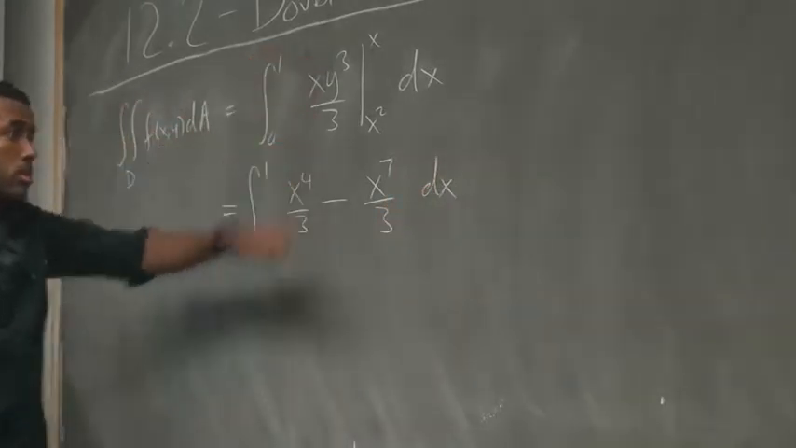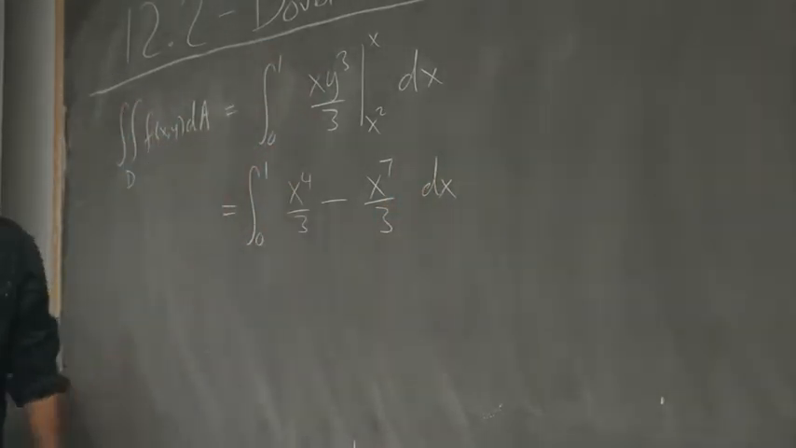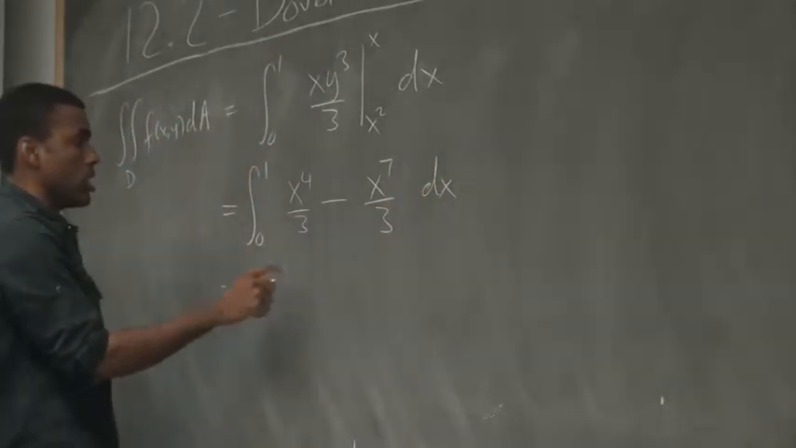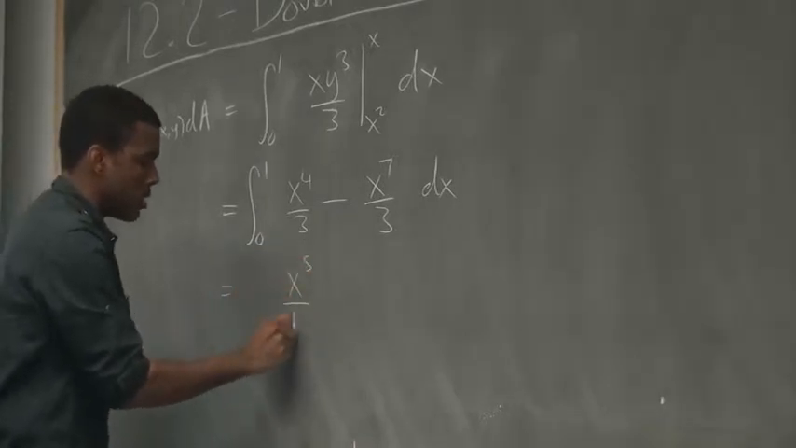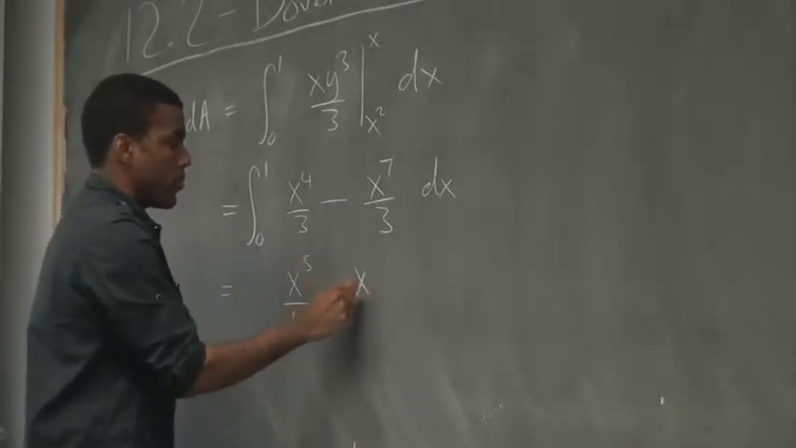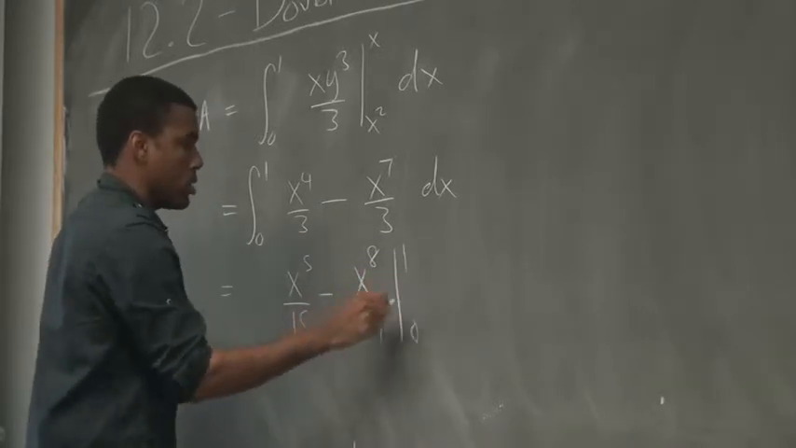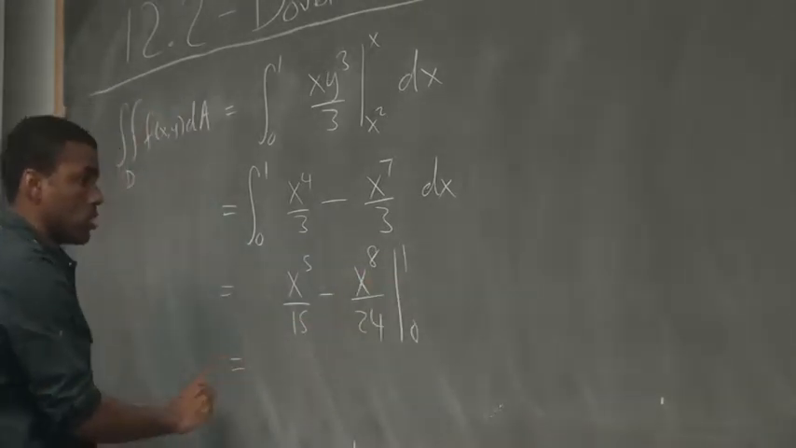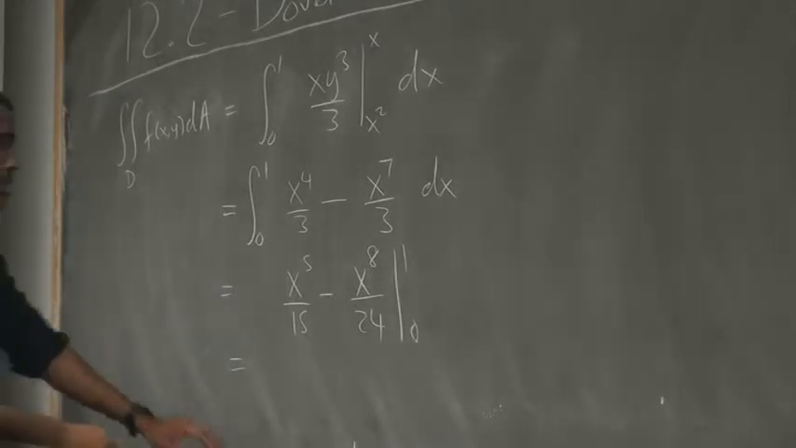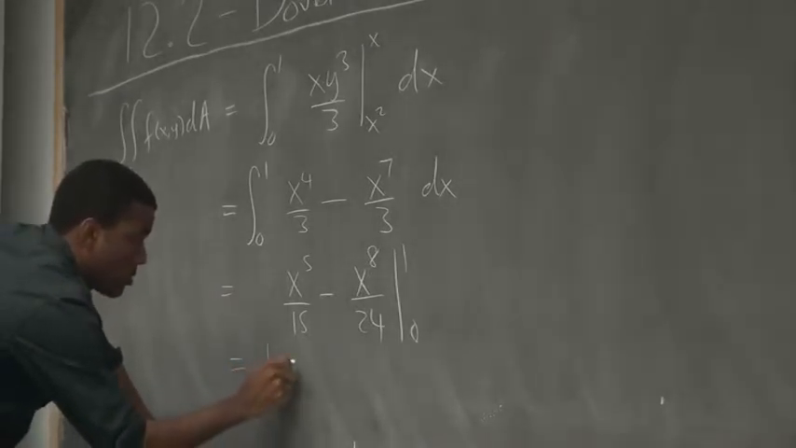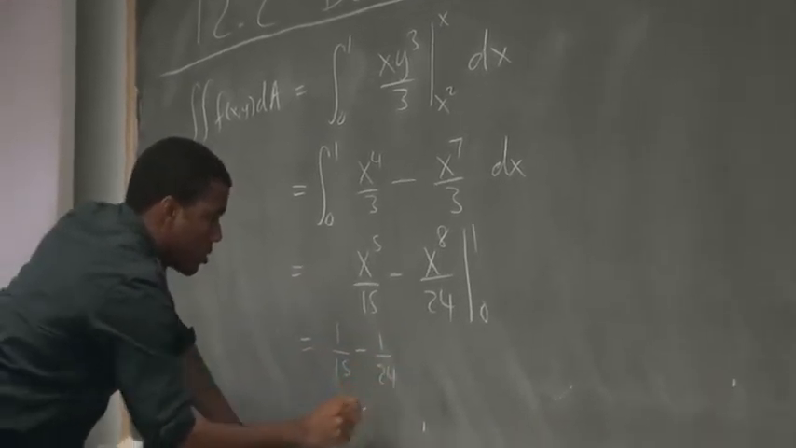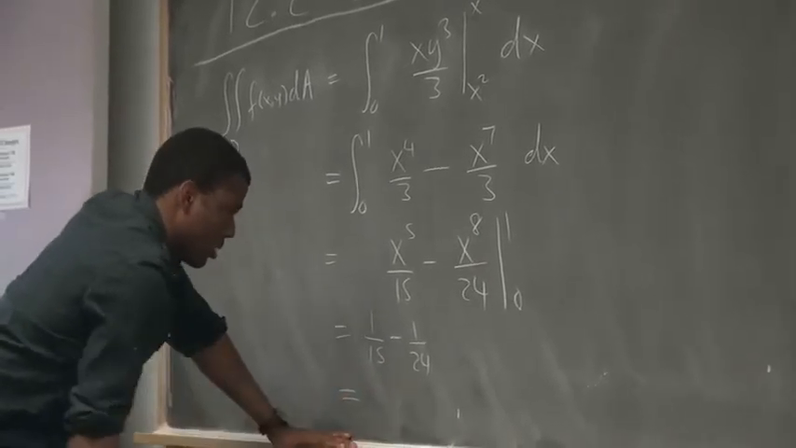Alright, that's by the fundamental theorem of calculus, and now this is just a single variable integral. We all know how to do those. So you add 1 to the power, divide by the new power, going between 0 and 1. Of course, when you plug in 0, everything is dead, so you just plug in 1, you get 1 over 15 minus 1 over 24, which is, what's that?